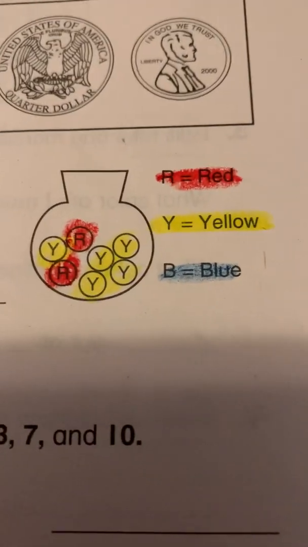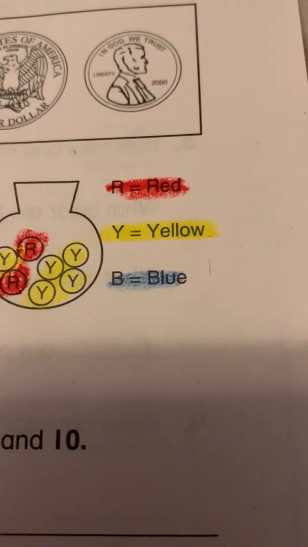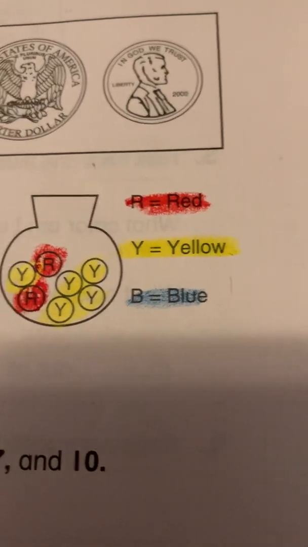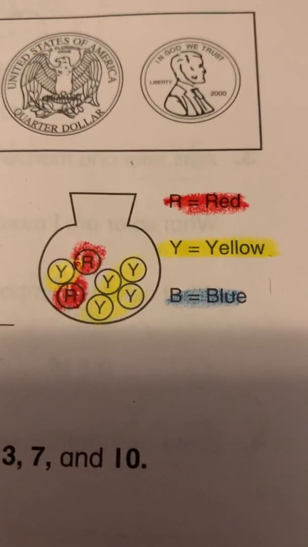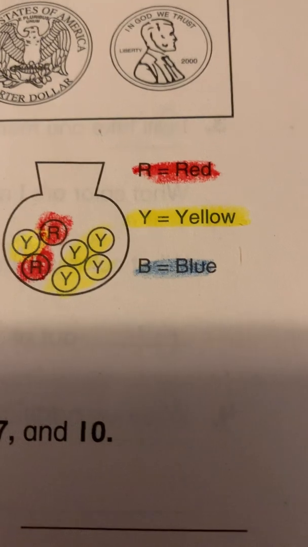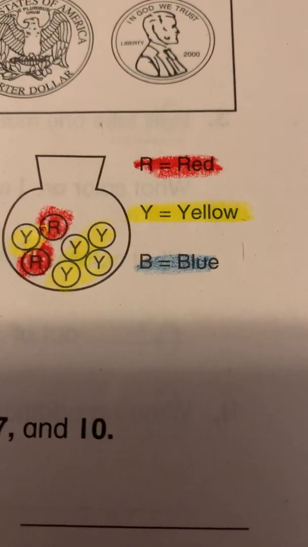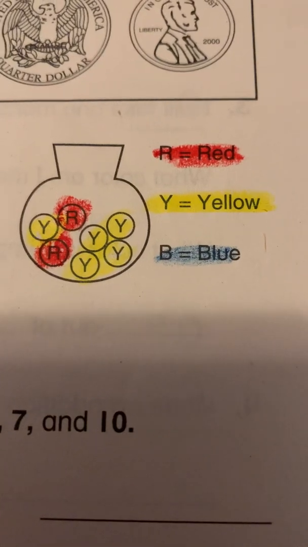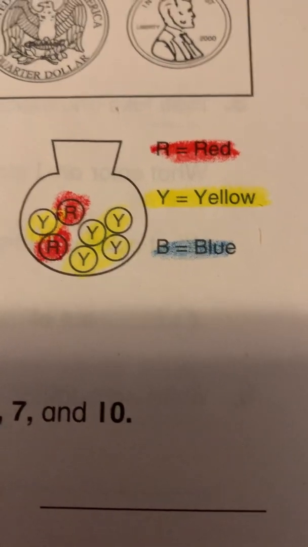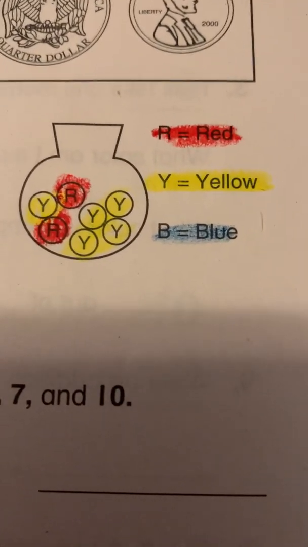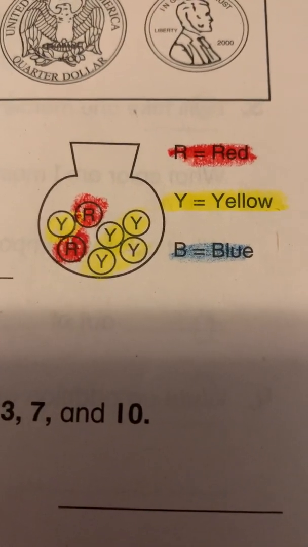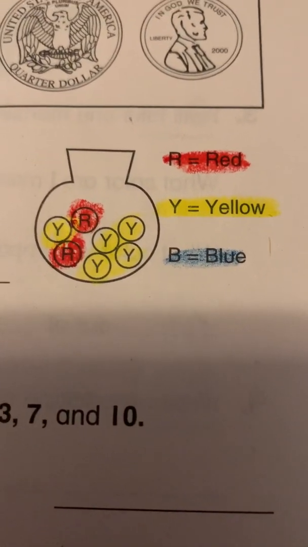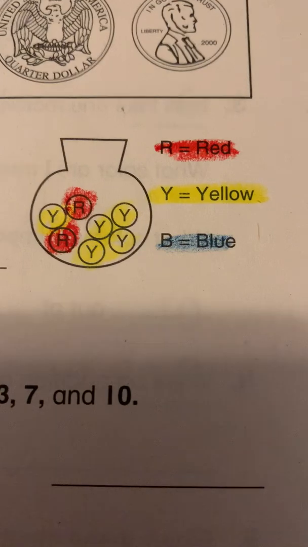We're going to have this bag, and it looks like these might be some kind of marbles. And inside of the bag are red and yellow. And so they want to know, if you reached in the bag without looking, what color are you most likely to get? And what color would it be impossible to get? We're going to talk more about that when we get to that part, number 3 on our paper.